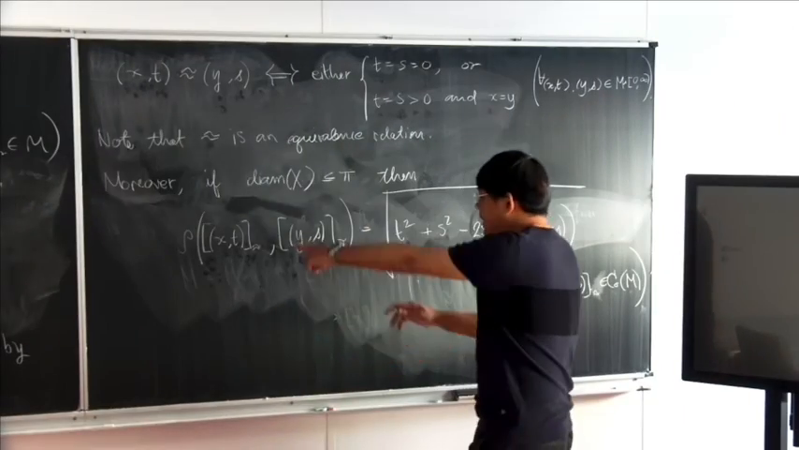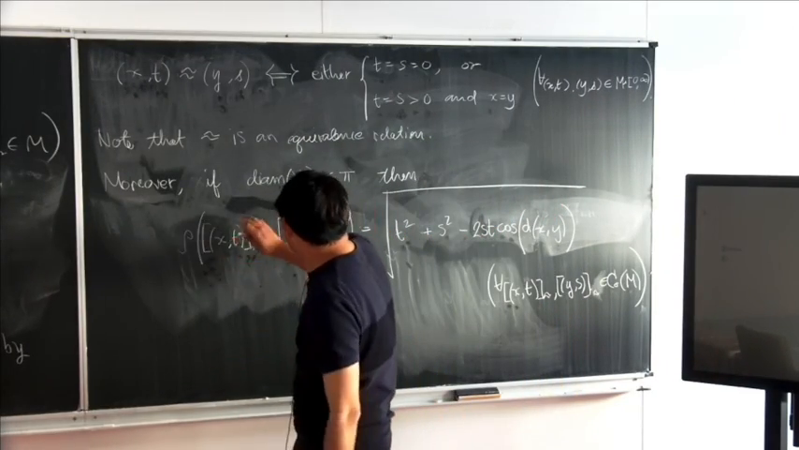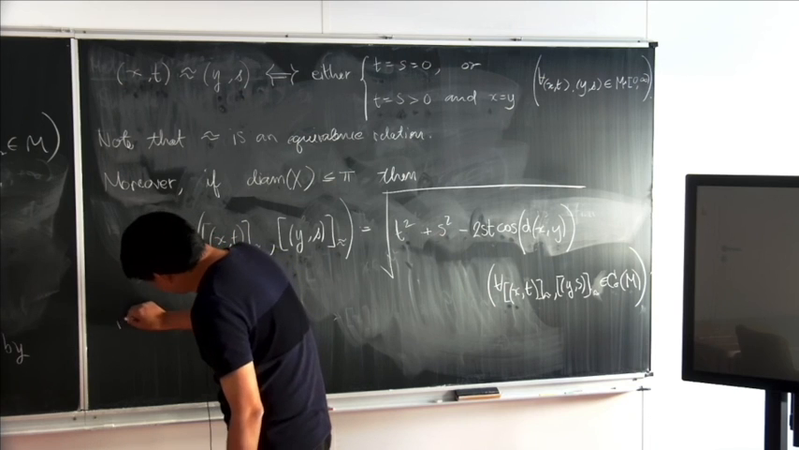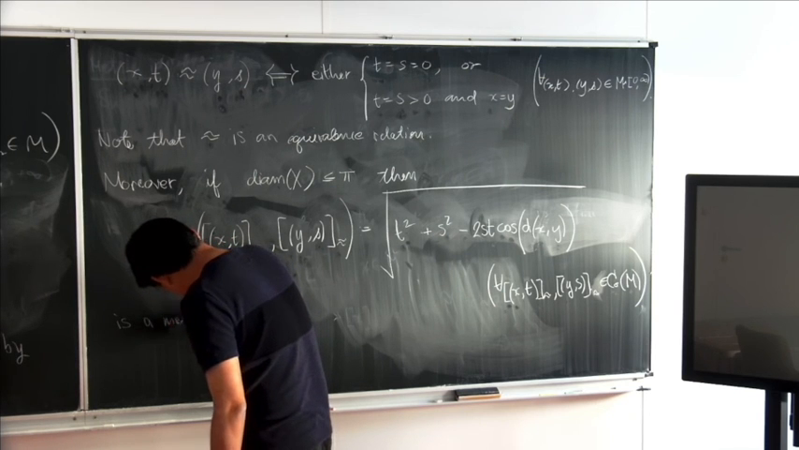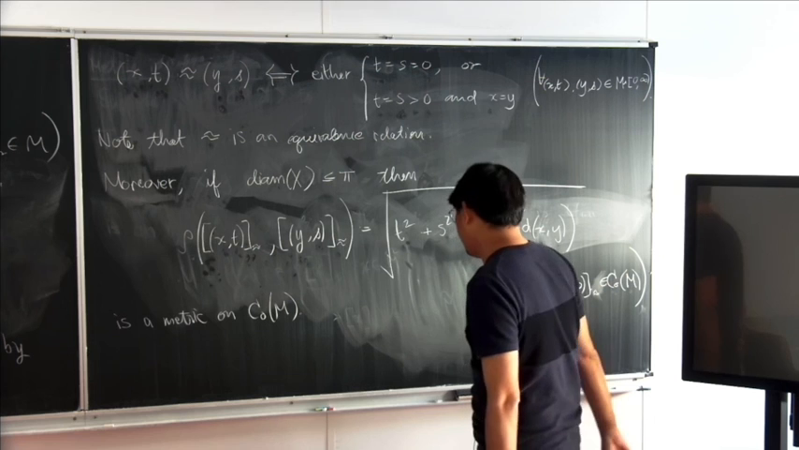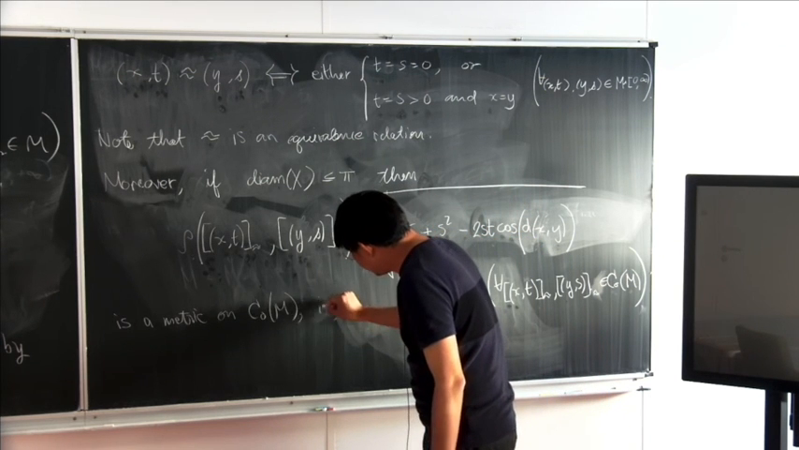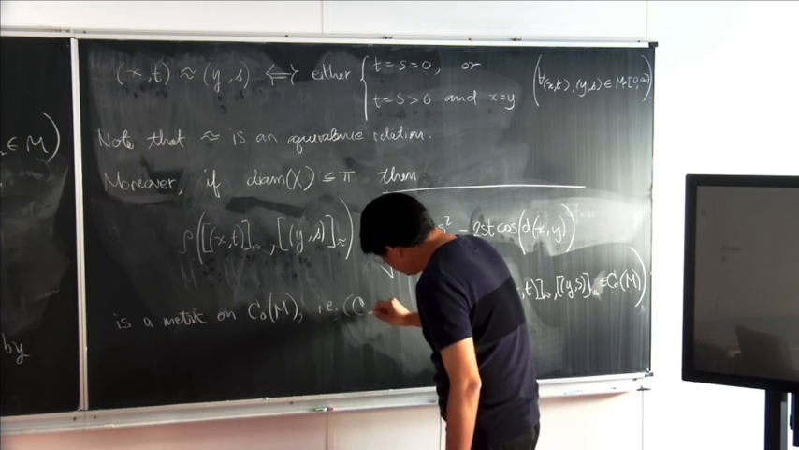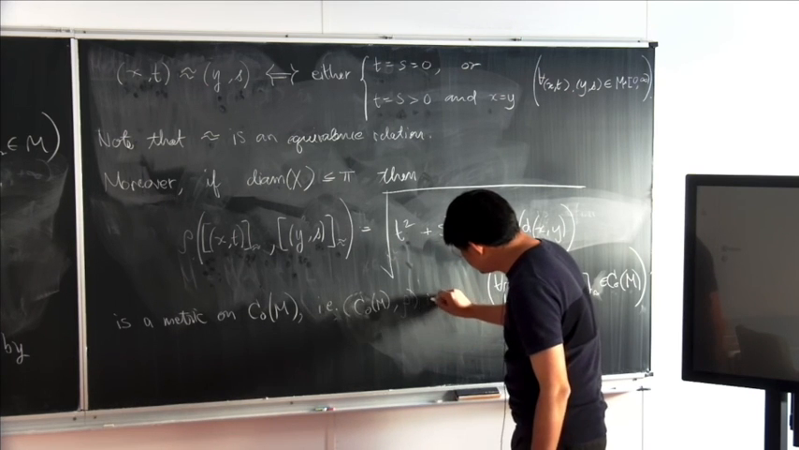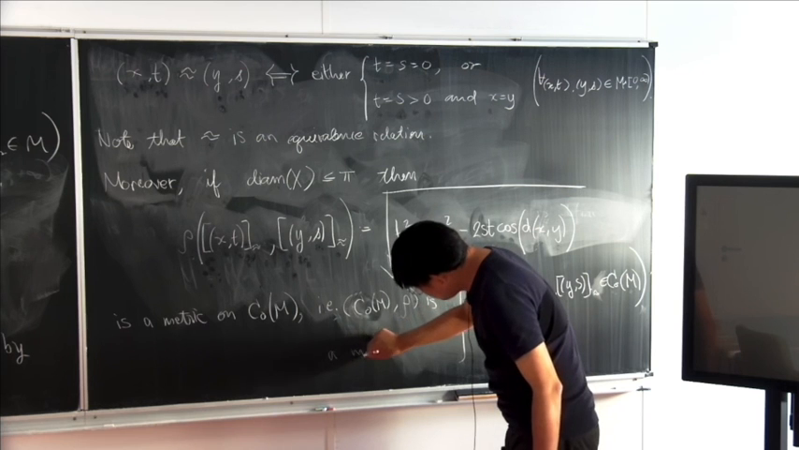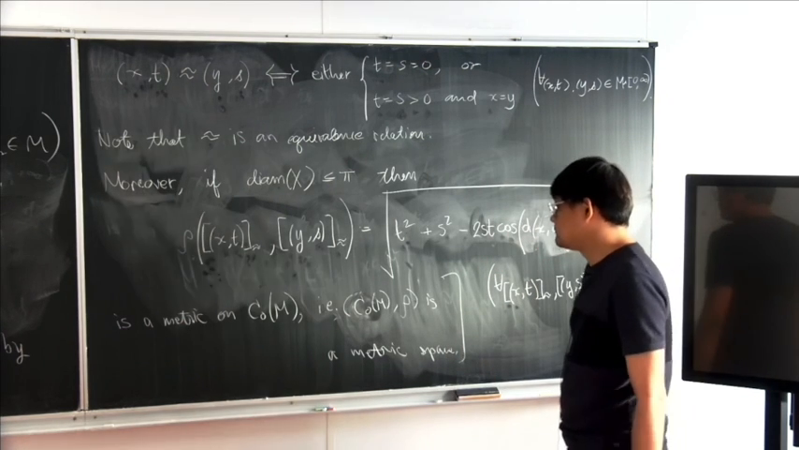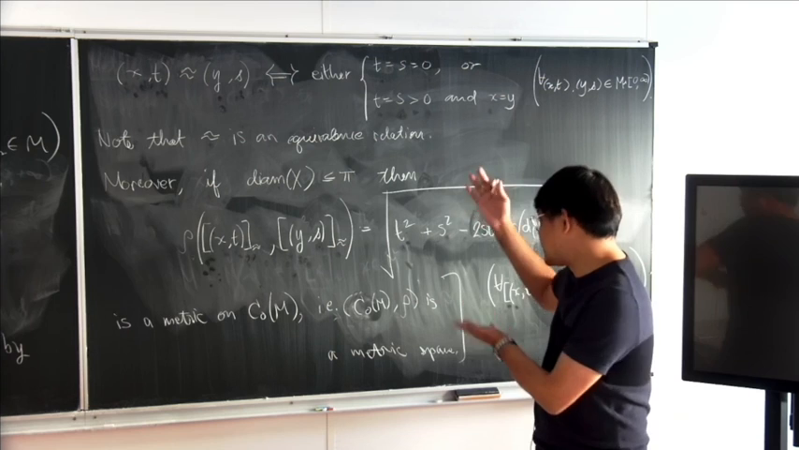So you define rho like this, and then what you get is that this function rho is a metric on C0 of M. Or in other words, C0 of M with rho is a metric space.